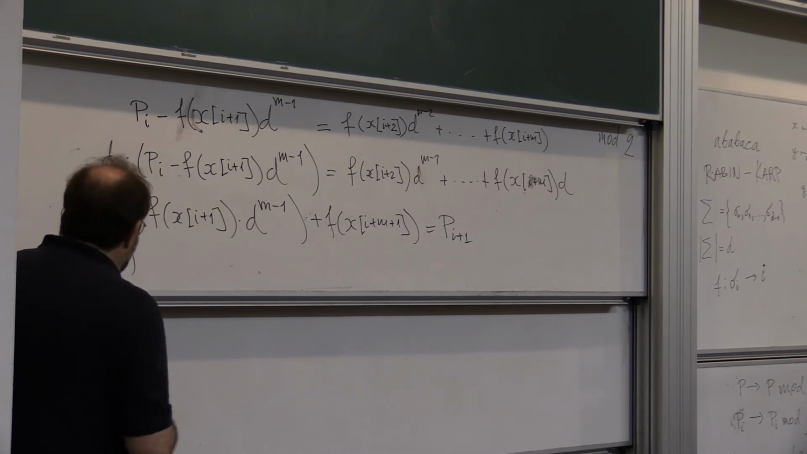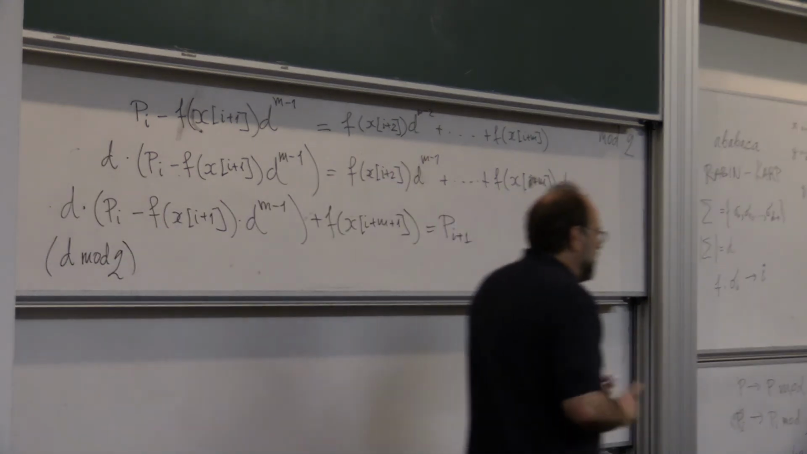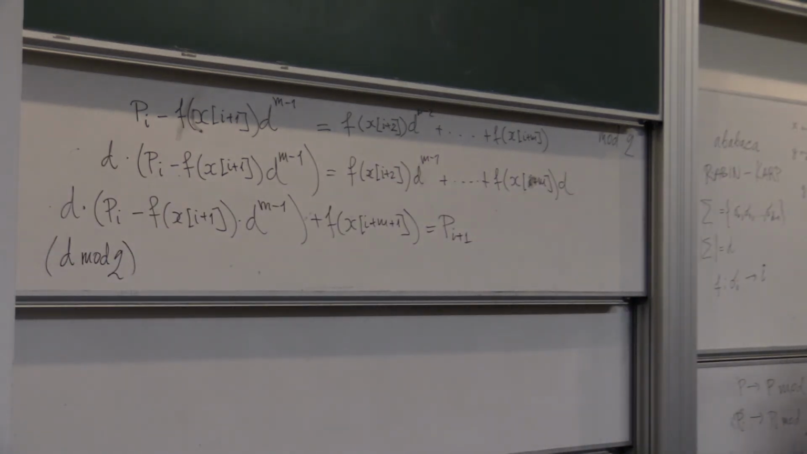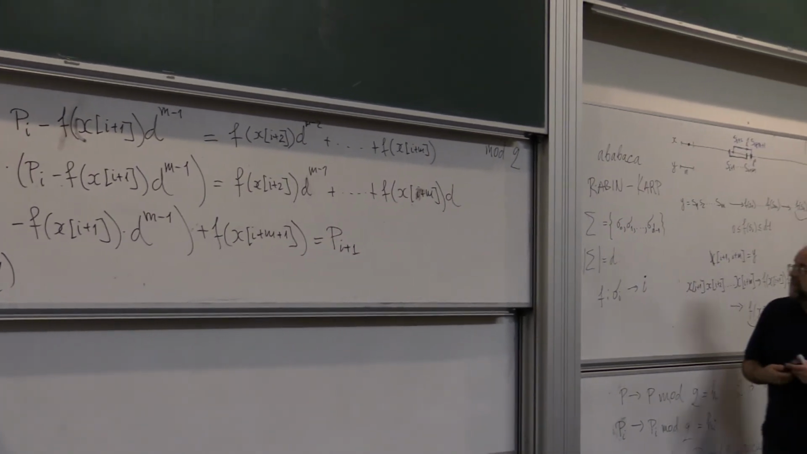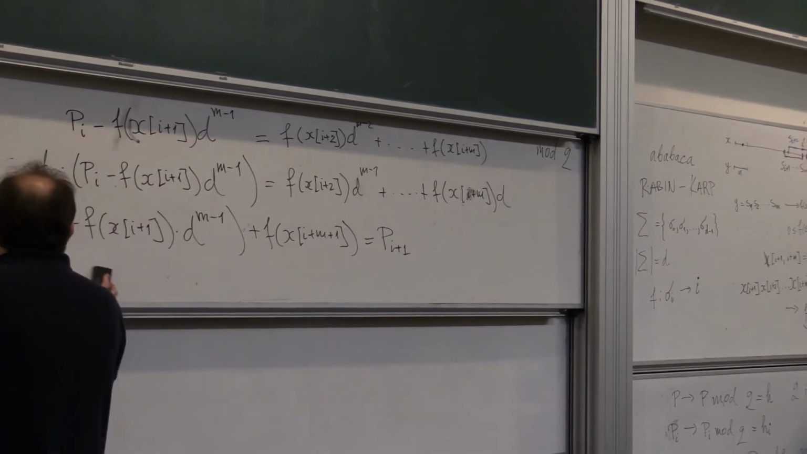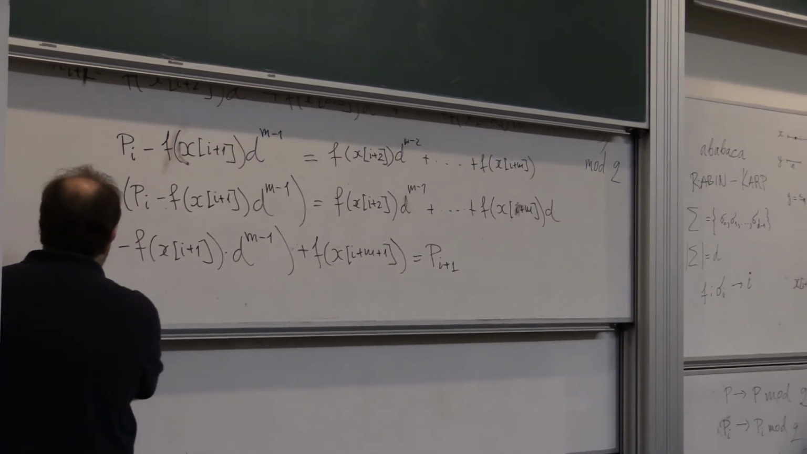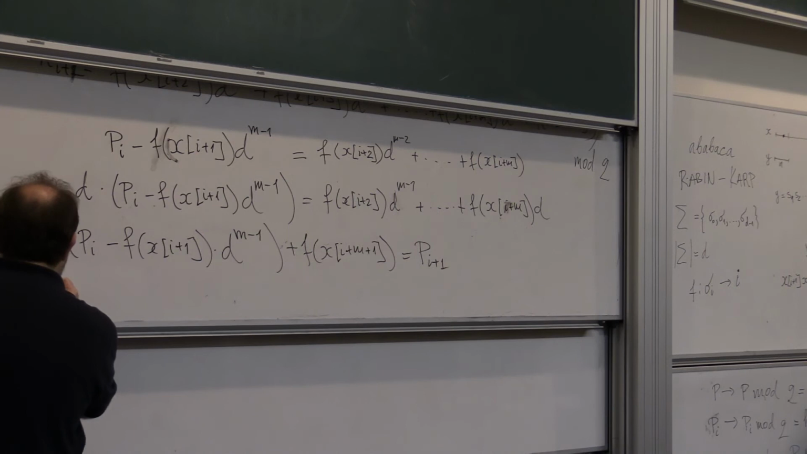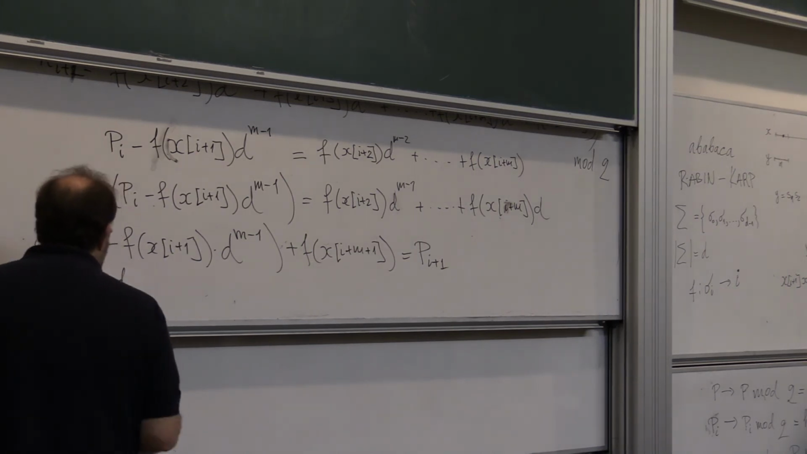Now this, how big is this likely to be? Well, q is a relatively large prime. You see, d is the number of different symbols. So d is small and q is a large prime. So d mod q is just d.